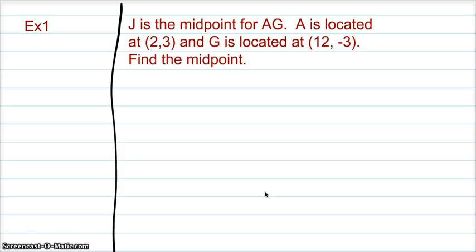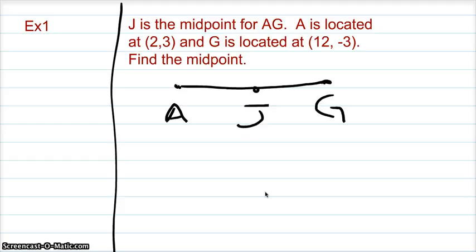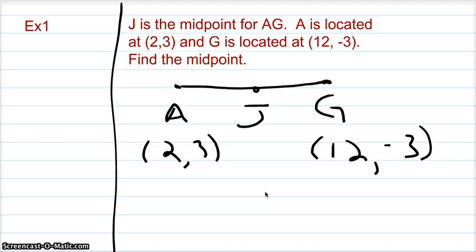So example 1 says J is the midpoint for AG. A is located at (2, 3), and G is located at (12, negative 3). Find the midpoint. Alright, so realize sometimes you do need a diagram in geometry. So I'm going to do a little diagram so I can understand that A and G are on the end, and it says J is the midpoint, so it's like that. And they tell me that A is at (2, 3), and G is at (12, negative 3).